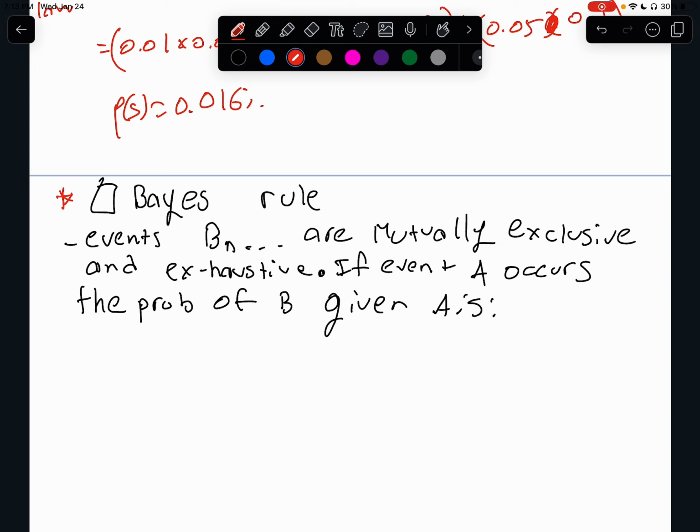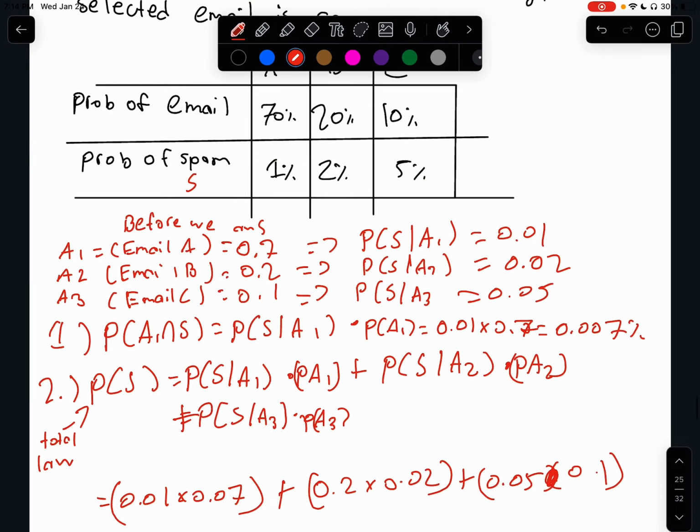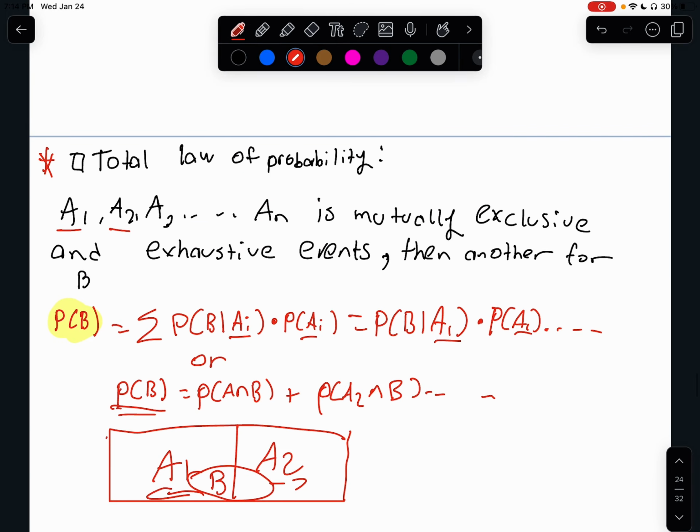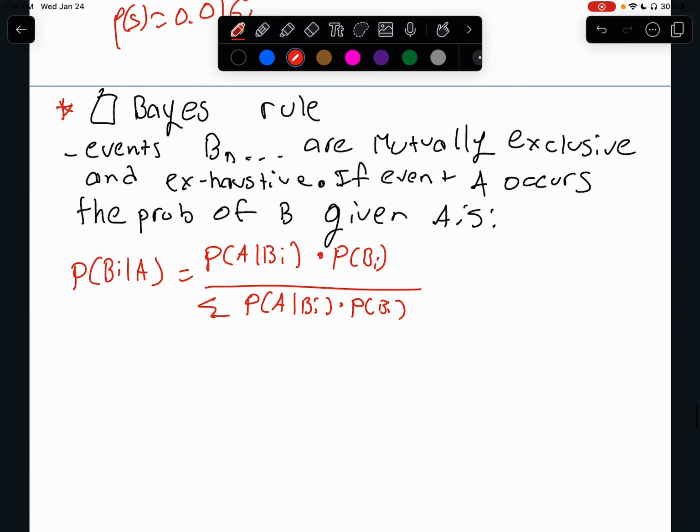So we're going to write this in red. Probability B given A has occurred. We can denote this as the probability of A given B multiplied by the probability of B, divided by the sum from the total law of probability, which is P(A|Bi) times P(Bi). So basically, we divide by this formula up here. As we move down we're going to break this down more, but you get the gist. This can also be the total law of probability as below.